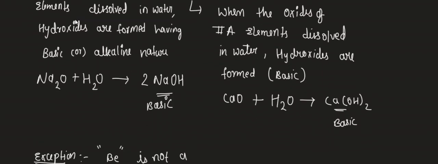Let us take an example here. This is nothing but sodium oxide, a first group oxide. When a first group oxide is dissolved in water, immediately what are you going to get? You are going to get a base here. In the same way, when you take a second group oxide and dissolve it in water, what are you going to get? Hydroxide, which is also basic in nature.